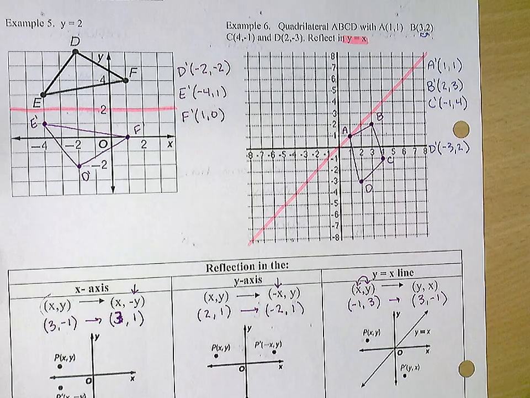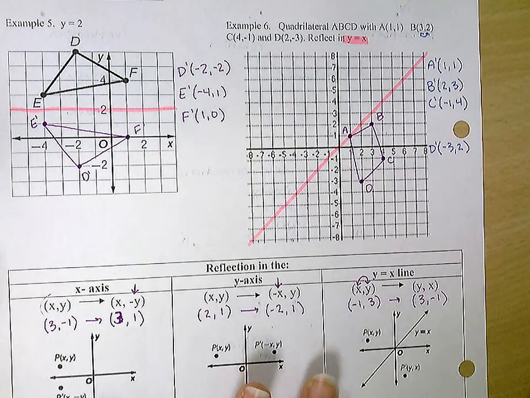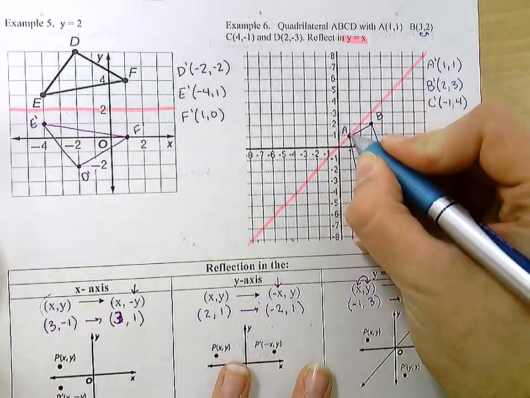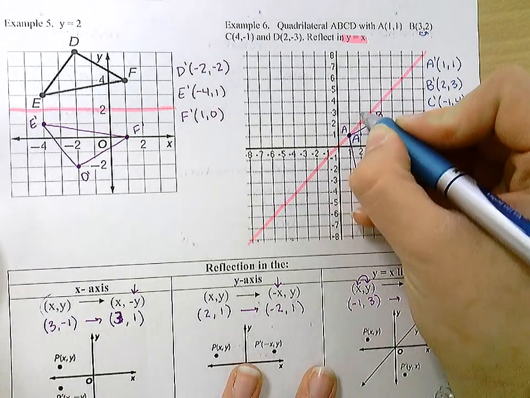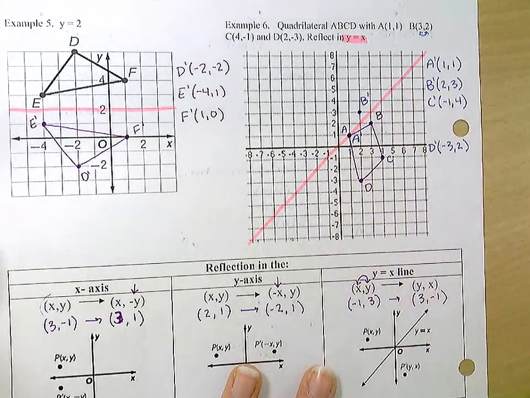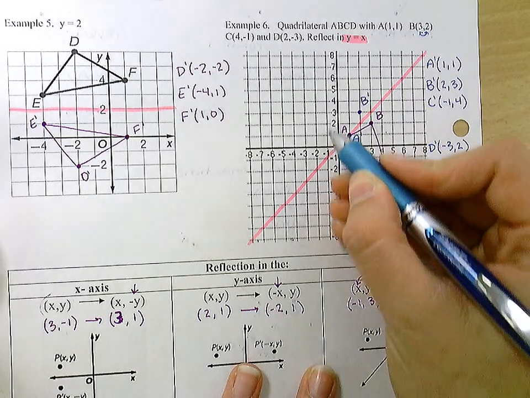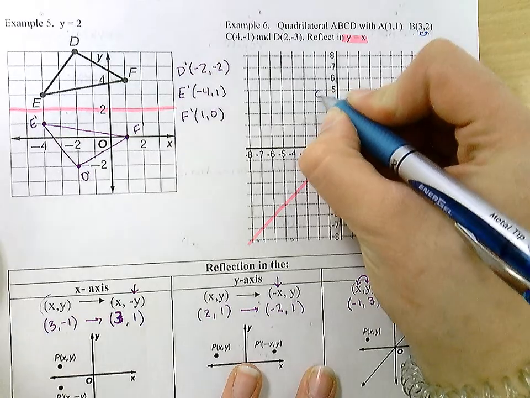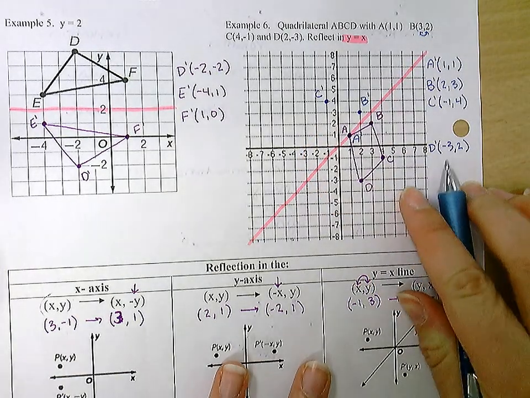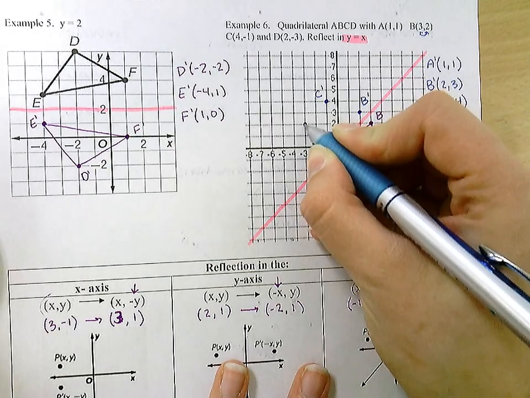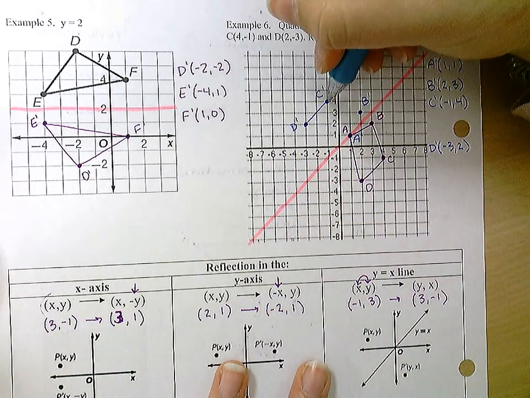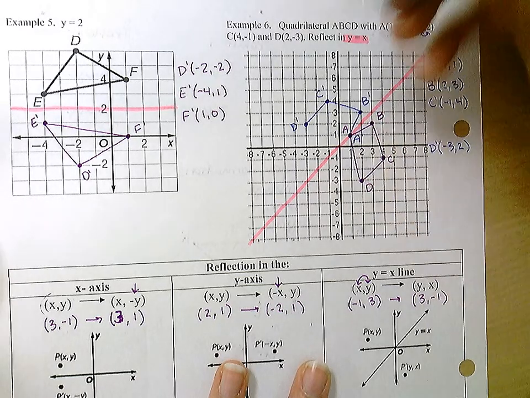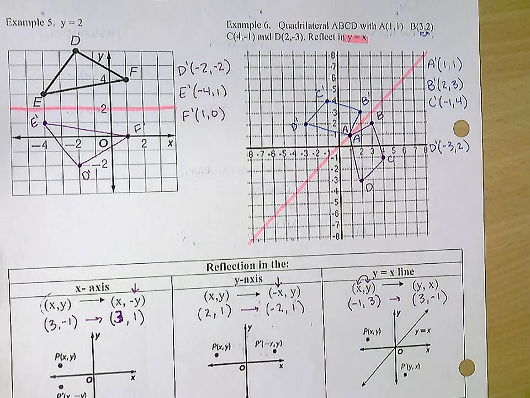So now that I have my prime coordinates, I can plot each of those on my graph. Okay, so A prime is still at (1, 1). B prime is at (2, 3). C prime is at (-1, 4). And D prime is at (-3, 2). Okay, and you can see that it is reflecting over that diagonal line.